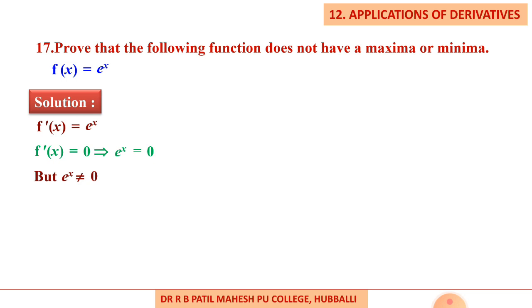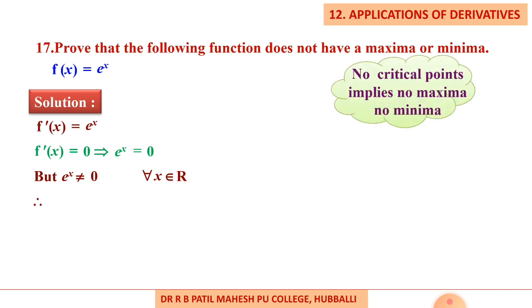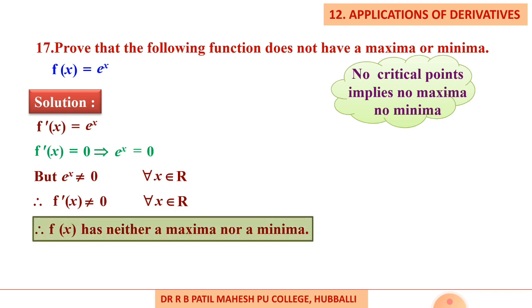But e raised to x is not equal to 0 for all x belongs to R. So we can't get e raised to x equal to 0 for any real number. So therefore we can't get critical points. That is, no critical points implies no maxima and no minima. Therefore f dash of x is not equal to 0 for all x belongs to R. Therefore f of x has neither a maxima nor a minima.